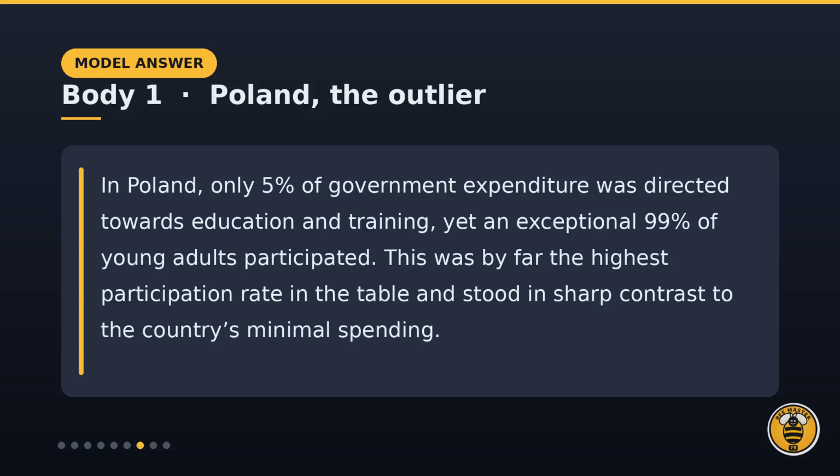Body paragraph 1 covers Poland, the outlier. In Poland, only 5% of government expenditure was directed towards education and training, yet an exceptional 99% of young adults participated. This was by far the highest participation rate in the table and stood in sharp contrast to the country's minimal spending.